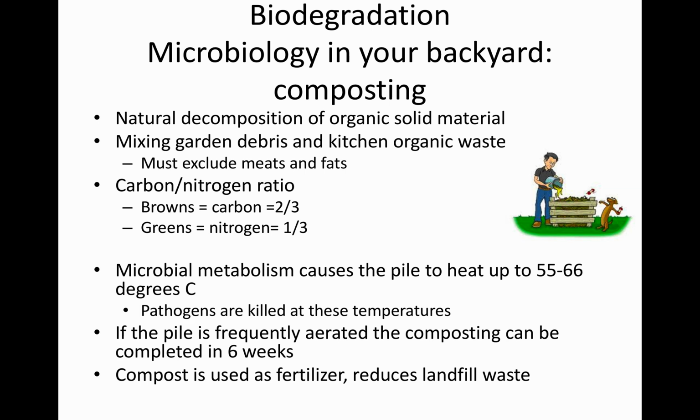Biodegradation can be done in your backyard, so we can apply this to composting. If you want to decompose your kitchen waste, your vegetable scraps, food scraps, and things like that, if you have the correct ratio of carbon and nitrogen, so your browns to your greens, add some water, you pile this stuff up. The microbial metabolism causes that pile to heat up to about 55 to 66 degrees Celsius, which kills pathogens at that temperature. Aerating them frequently can result in a rich organic fertilizer in about a 6-week timeline. So this is beneficial to help reduce landfill waste.